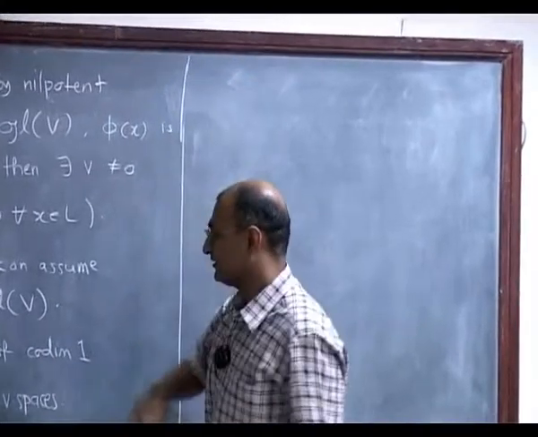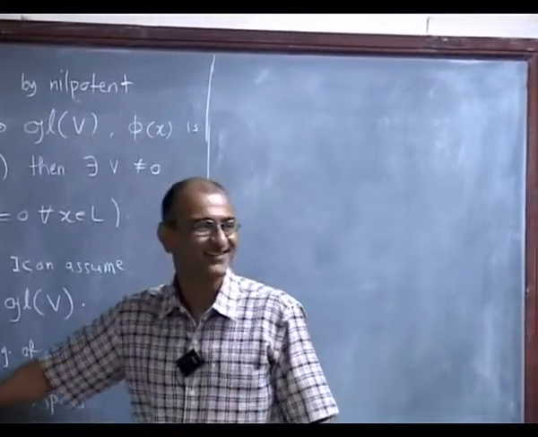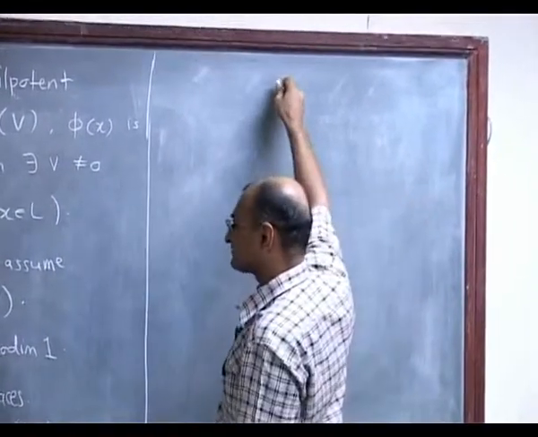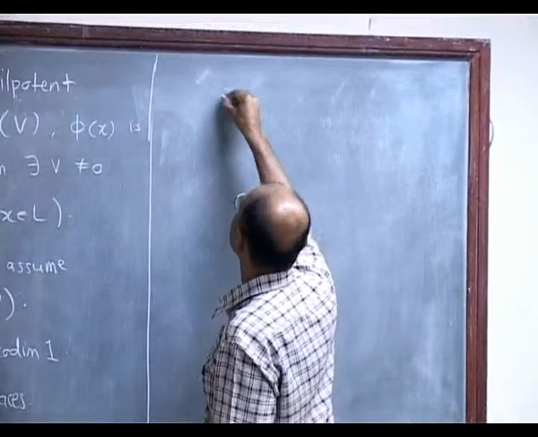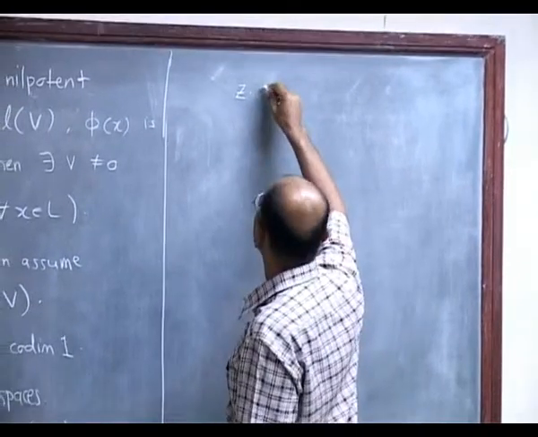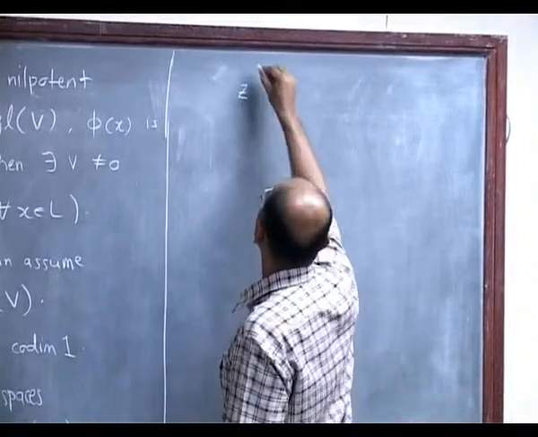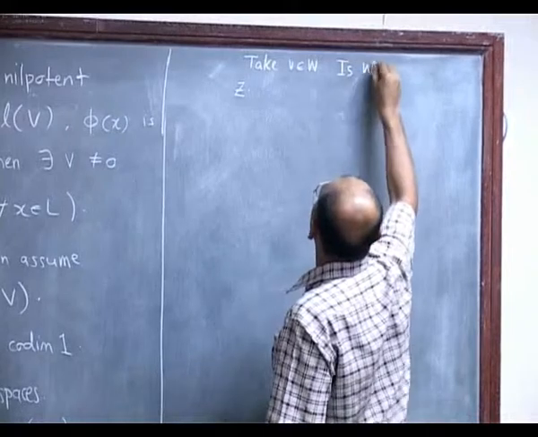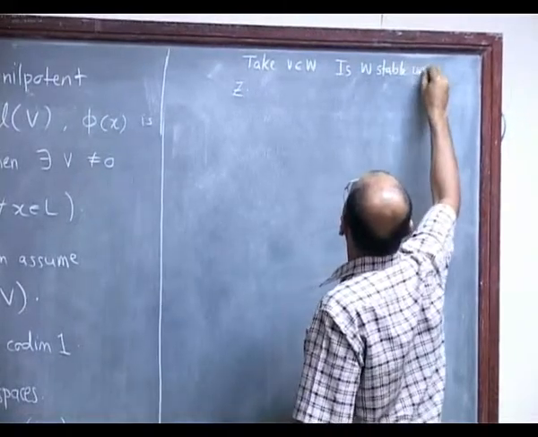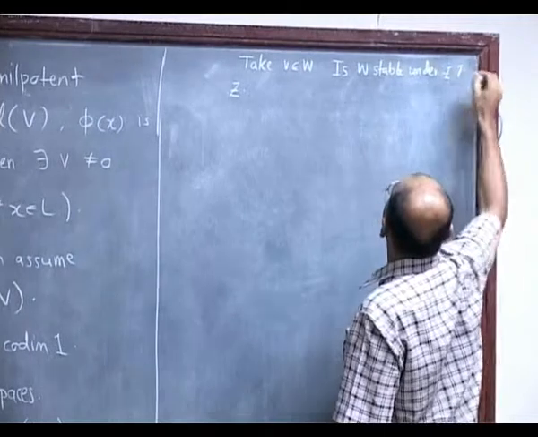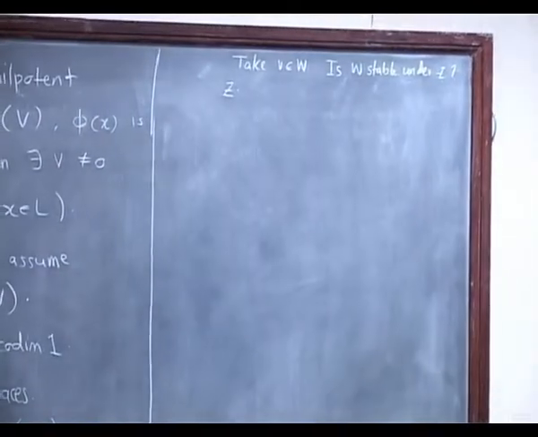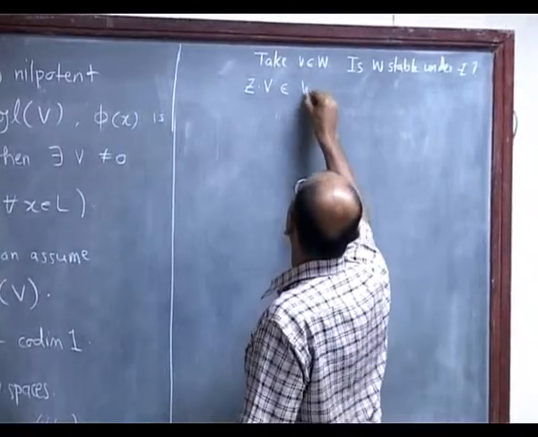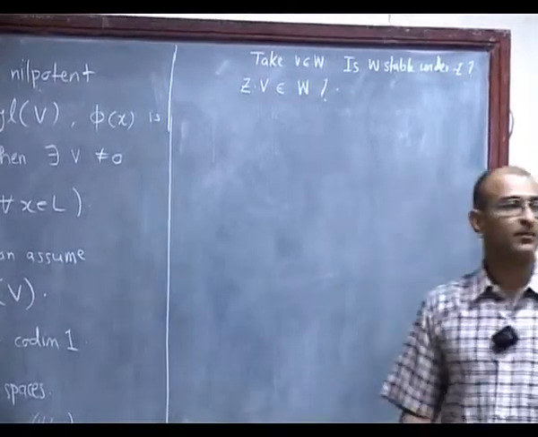Remember, I still have not defined K. This is really in some sense happening in empty space. So I have to see what Z does: if I take a vector V in W, is W stable under Z? I have to check that, but how do I check that?